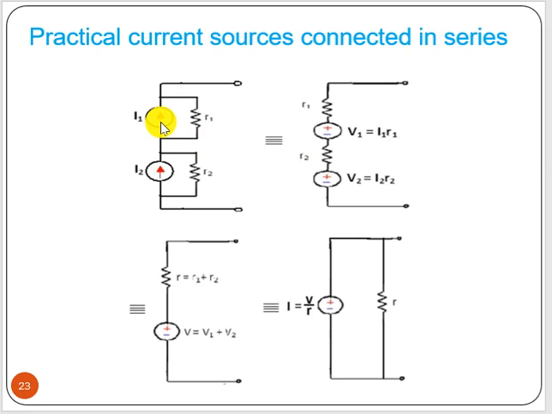Again, a practical current source we can convert into a voltage source, that is V1 equal to I1 into R1, with R1 in series with the voltage source, and V2 will be I2 into R2 in series with R2. So it is source transformation. Then we can add these two voltages, minus plus, minus plus, same polarity, so they add up. So V equals V1 plus V2, and we can add the two resistance values. Then we can find I. How? That will be V divided by R. This V divided by this R, and these are in parallel with that current source.